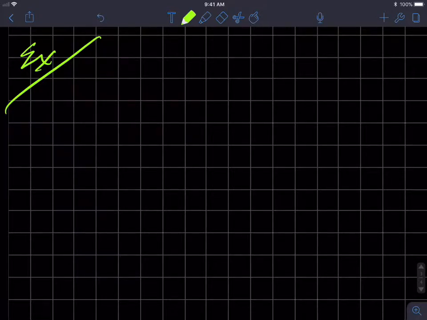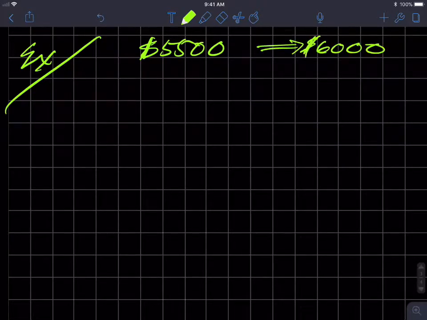So let me read the problem. Rita is saving up money for a down payment on a new car. She currently has $5,500. So she's got more money than I have in my pocket. But she knows she can get a loan at a lower interest rate if she can turn that $5,500 into $6,000. And no, she's not going to go to the casino. If she invests her $5,500 in a money market account that earns an annual interest rate of 4.8%, and of course we know that we're going to write this as 0.048 as a decimal, how long will it take her to accumulate the $6,000?